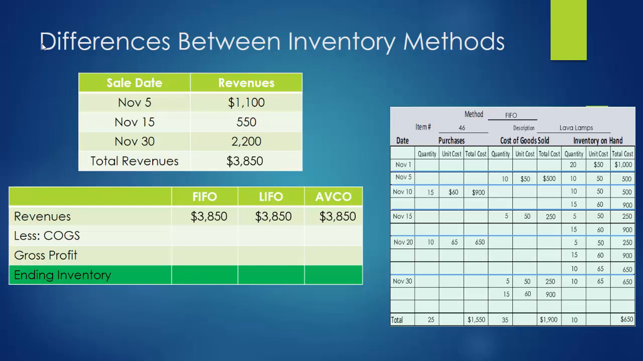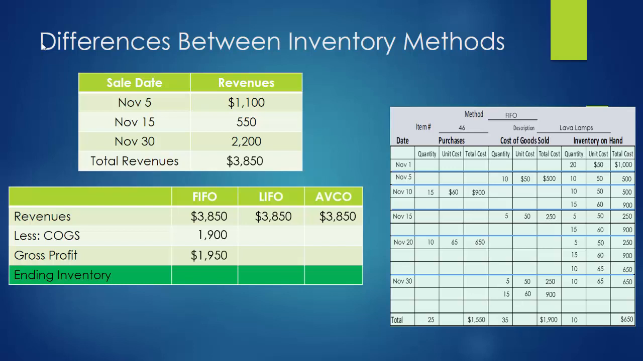Our total cost of goods sold using this FIFO assumption was $1,900, found on the very bottom line of your perpetual inventory record as the total cost in the cost of goods sold section. Gross profit is revenues minus COGS, which means if we had $3,850 worth of revenues and we're reporting our COGS as $1,900 using FIFO, we're going to have gross profit of $1,950.